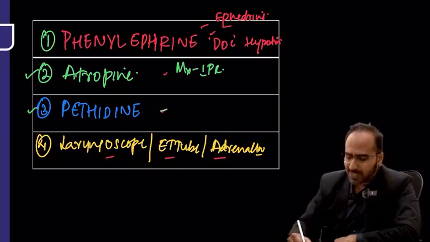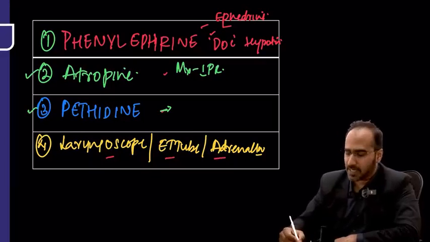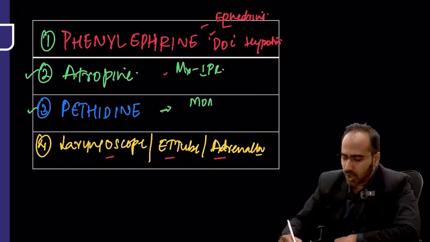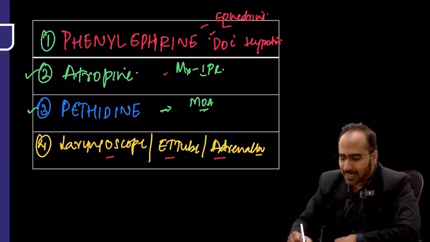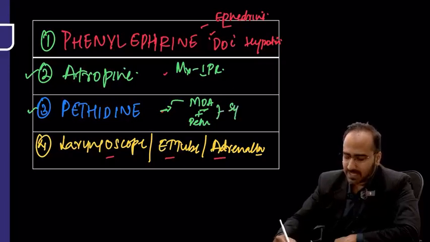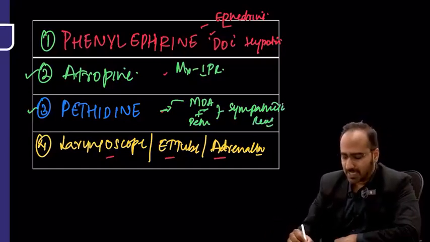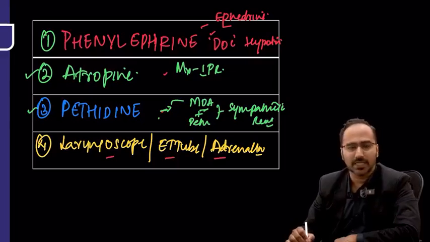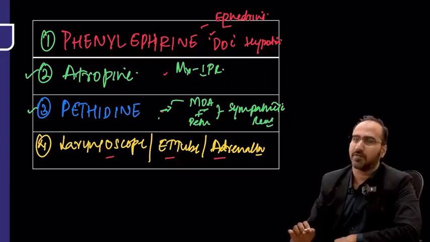But one precaution of pethidine is what? If you want to use pethidine, you also need to ask the patient whether he is on a monoamine oxidase inhibitor or not. If he is on a monoamine oxidase inhibitor and you give pethidine, then what will happen? What will happen, guys? It will lead to a severe sympathetic reaction. So pethidine should not be used when the patient is on a monoamine oxidase inhibitor. That's why we stop the monoamine oxidase inhibitor for 3 weeks.